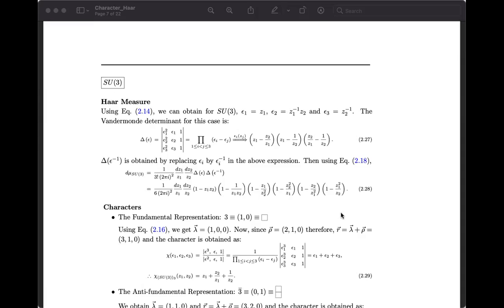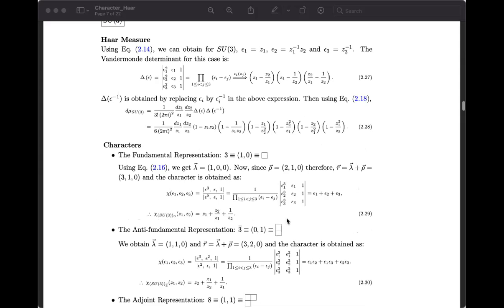So here you can derive that epsilon 1 equals z1, epsilon 2 equals z1 inverse times z2, and epsilon 3 equals z2 inverse. Then in the same way you can calculate the delta E, because now the rank is 2, it will start at 2, 1, 0. So you put it back and translate in terms of the z variables, and put it back into this formula, delta and delta epsilon inverse in terms of z also, and you get this 2.28, which is the Haar measure for this SU3.